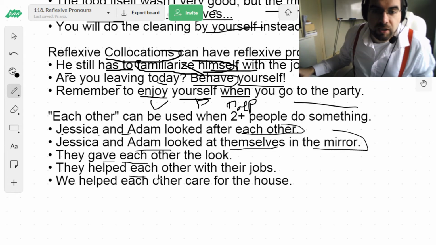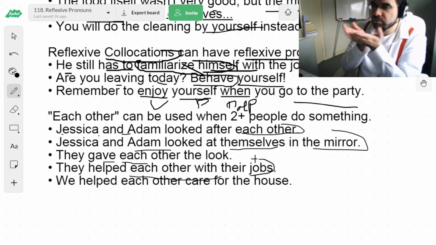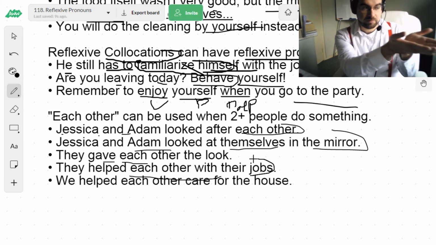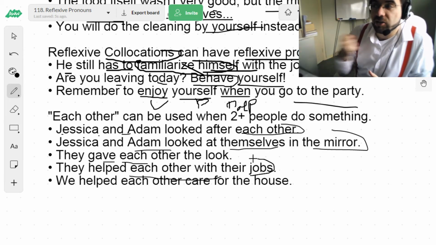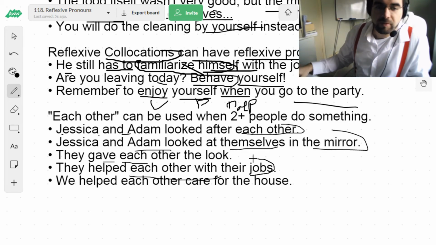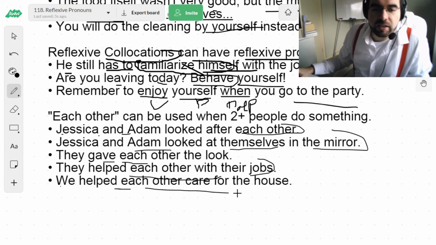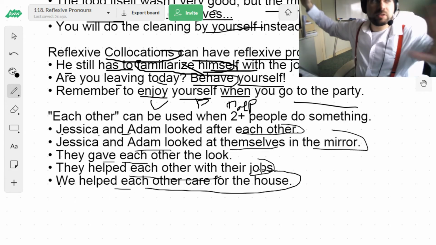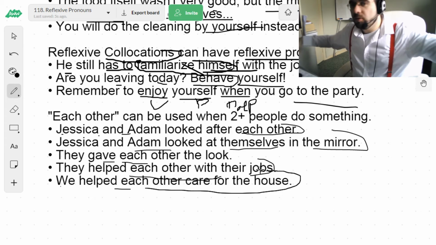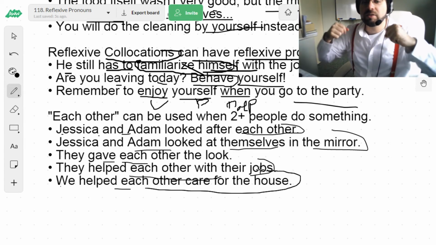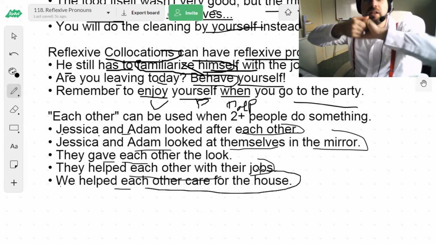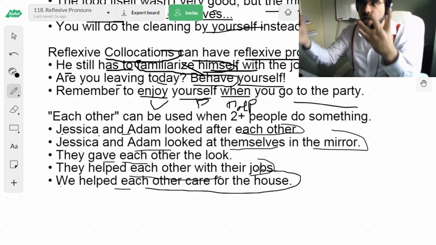They helped each other with their jobs. They helped each other. We need each other. We helped each other care for the house. We cared for the house. We helped each other care for the house.